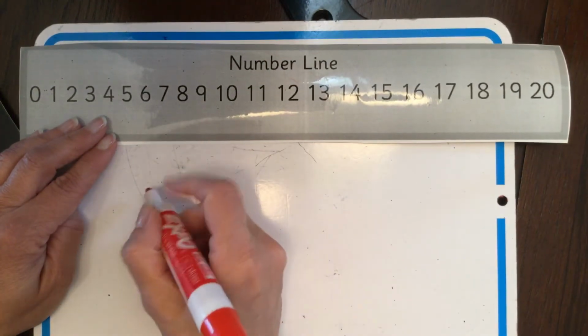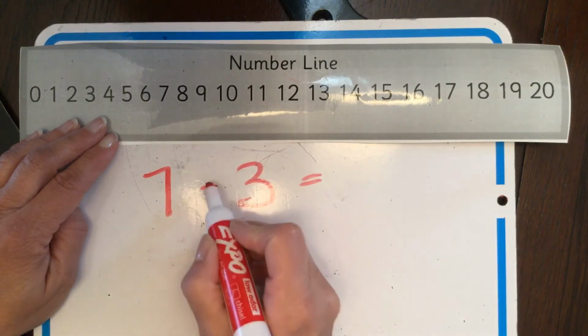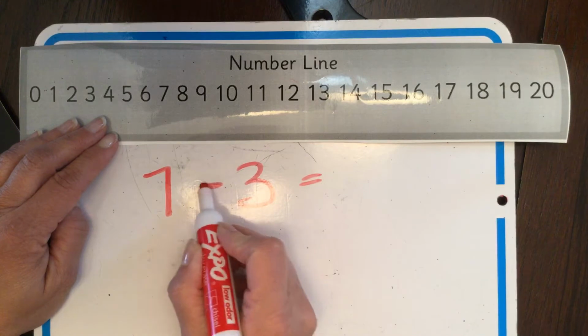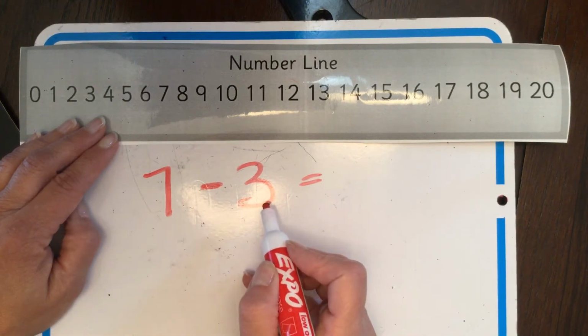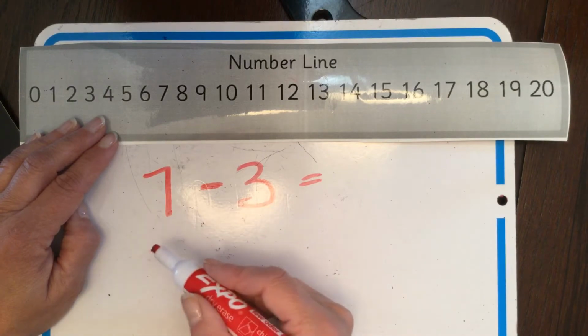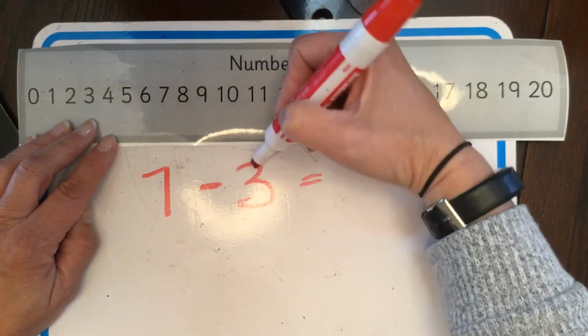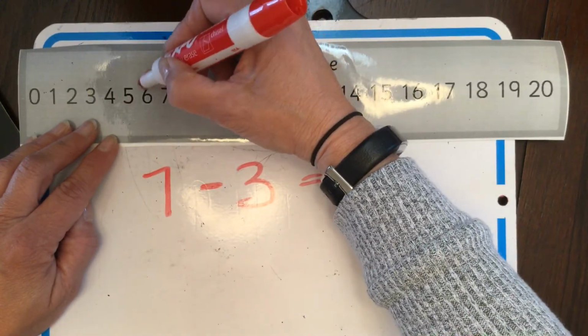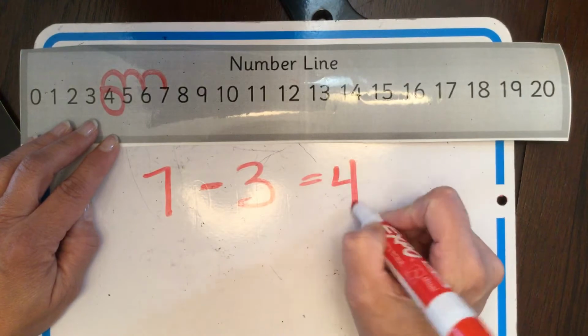Let's say my first question is 7 minus 3. Then I'm going to always start at the big number when I subtract, because I have to take a smaller number from a big number. I can't have 3 cookies and take 7 cookies away. That just doesn't work. So I'm going to start at 7. I'm going to bounce back 3 bounces. 1 bounce, 2 bounce, 3 bounces, and then my answer lands me on 4.